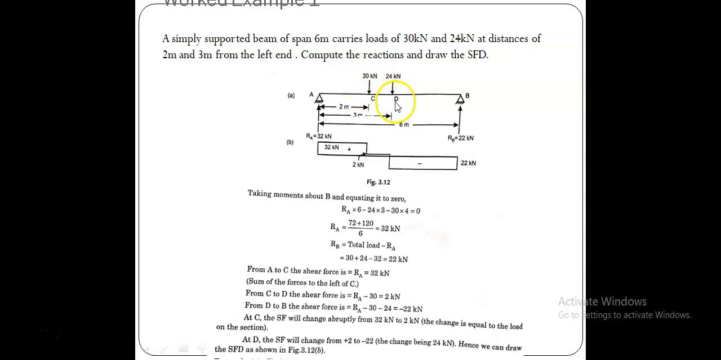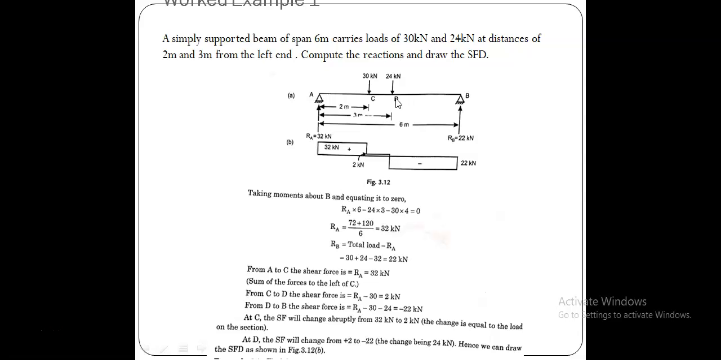But why do I write particularly at sigma M equal to 0? So that I can find RA with this one equation. Otherwise, I suppose I choose the point at D, sigma MD equal to 0, so that I can write the equation RA into 3 minus 30 into 1, then again minus RB into this distance 3.